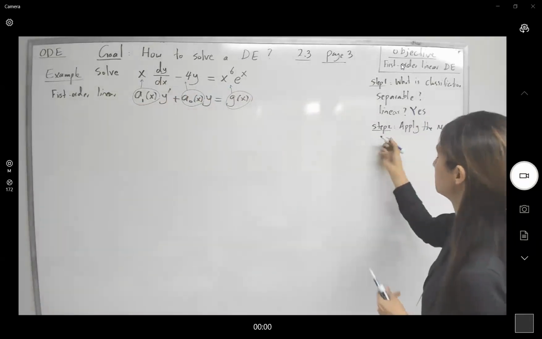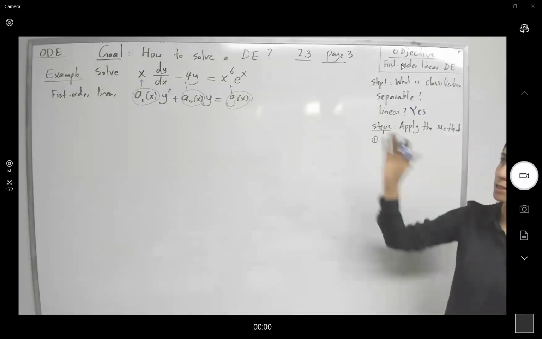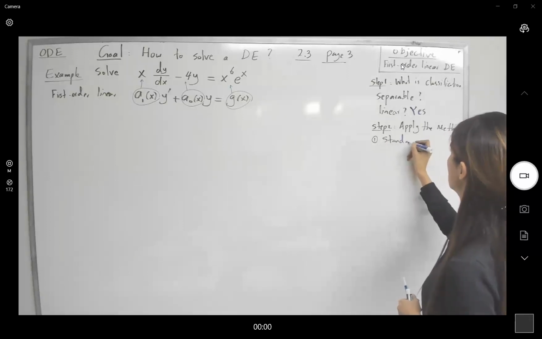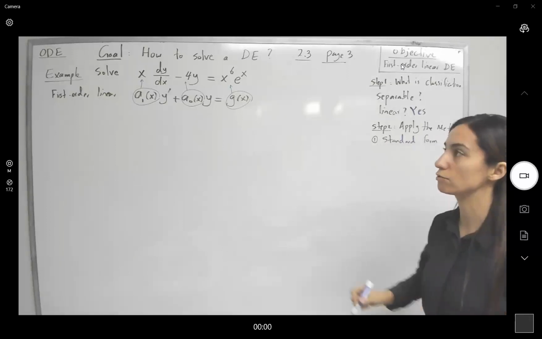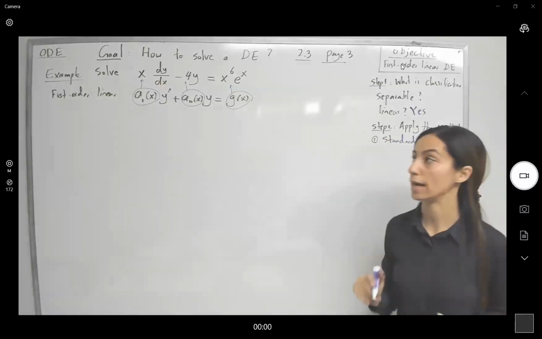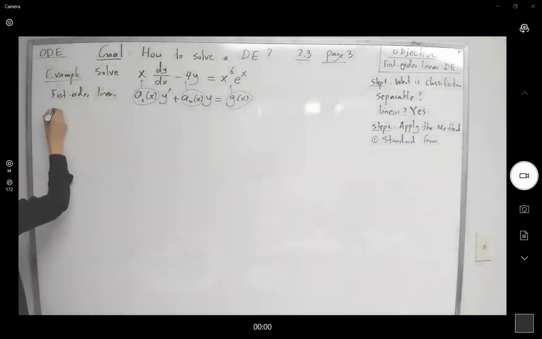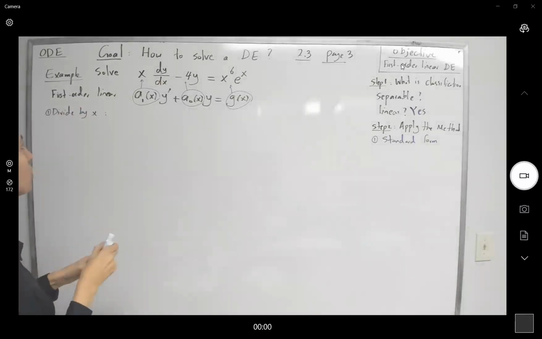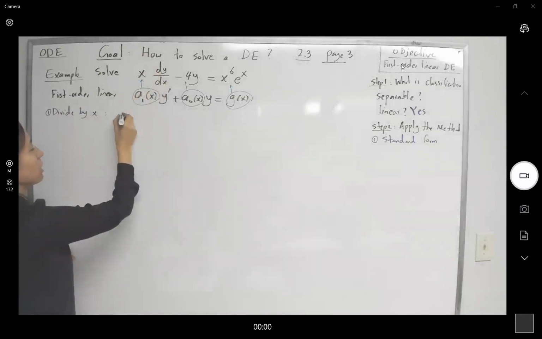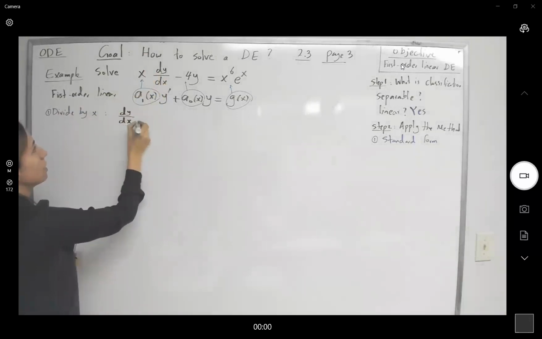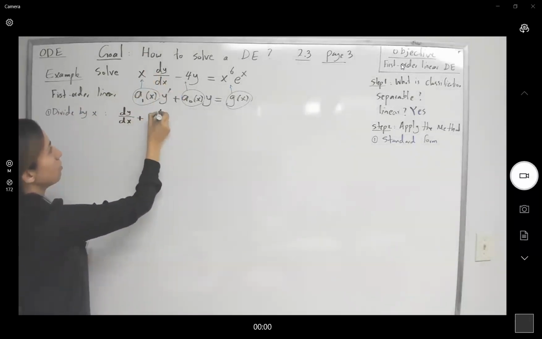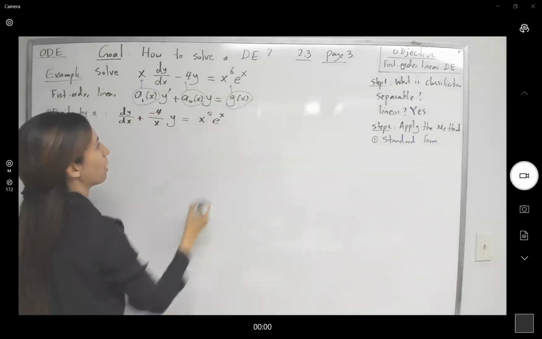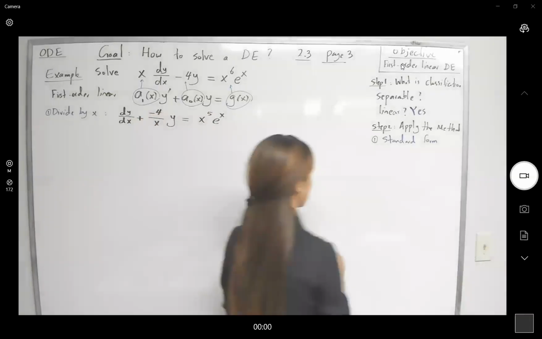In the very first step, we need to write this in standard form. How do you write this in standard form? You have to divide everything by x. So if you divide by x, what do you get? x divided by x, you end up with dy/dx, and here you get plus -4 over x times y equals x to the 5th e to the power x. Okay, what is the second step?